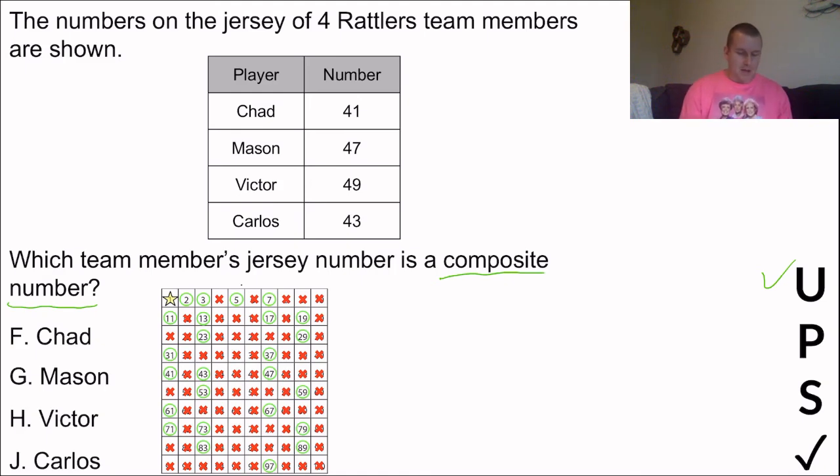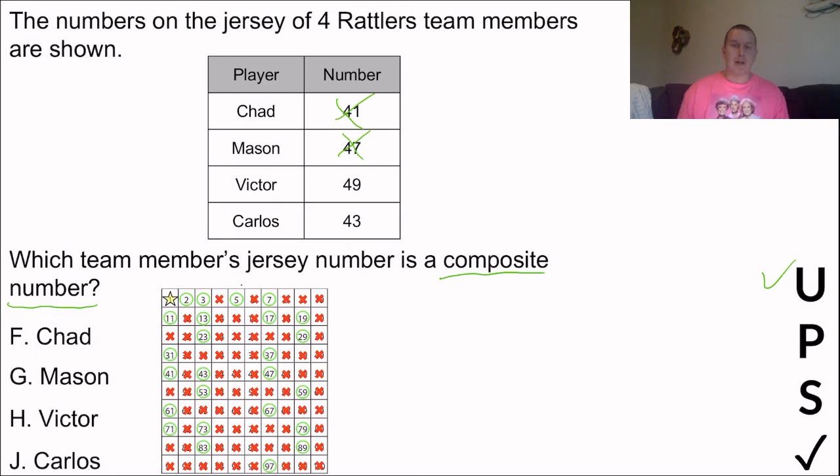Now let's prepare the passage. The number of jerseys of the 4 Rattler teams are shown below. So we've got Chad is number 41, Mason's number 47, Victor's number 49, and Carlos is number 43. So one of these numbers is a composite number, and we've got to figure out which one. If I were to go through and look, it looks like 41 is circled. Okay, so that means that's a prime number. So that answer is not going to work. Looks like 47, that one's circled too. That one's not going to work.